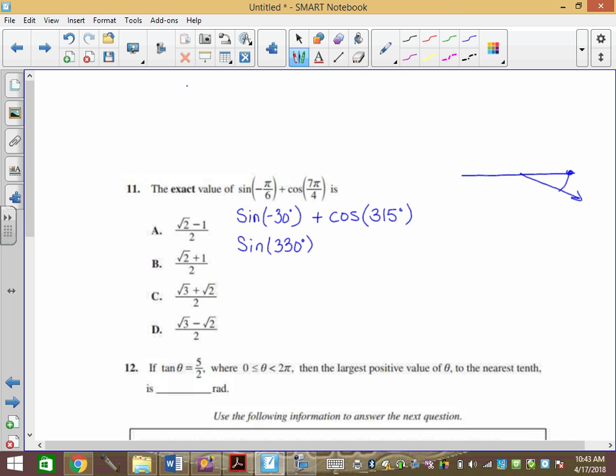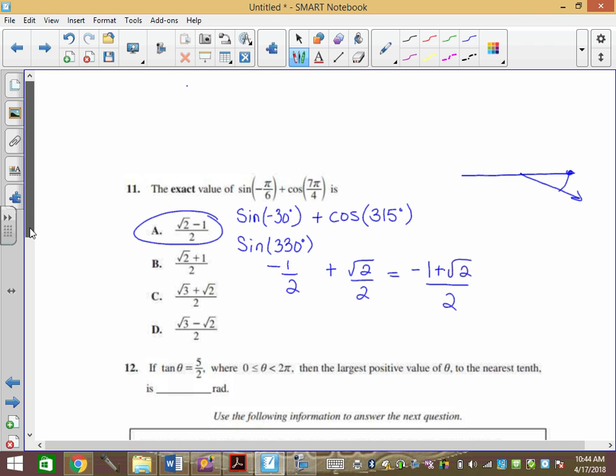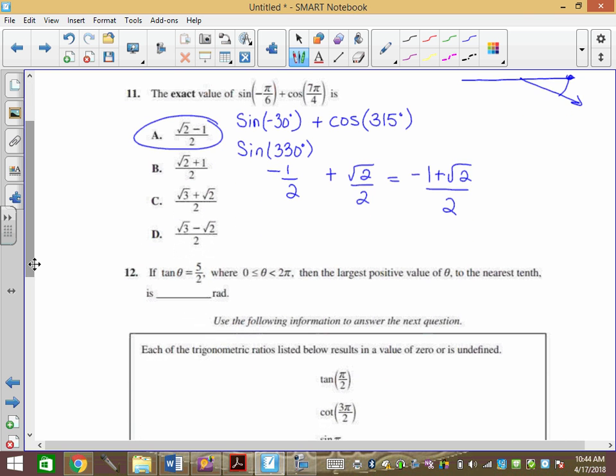So sine of 330, I go to 330, and I take the y, which is negative a half, plus cos of 315. I go to 315 and I take the x, which is root 2 over 2. They have common denominators, so it's negative 1 plus root 2 over 2, which is a. You're literally just pulling stuff off your unit circle.